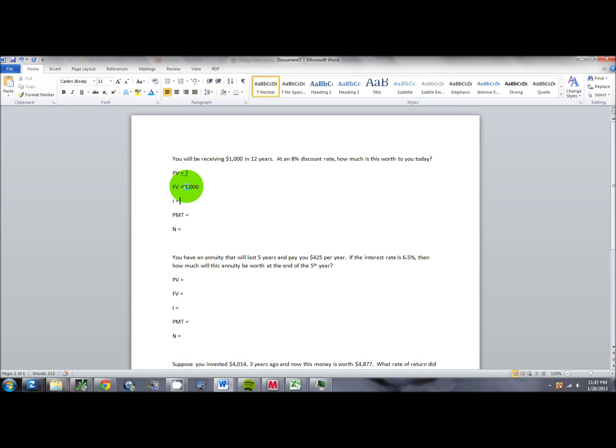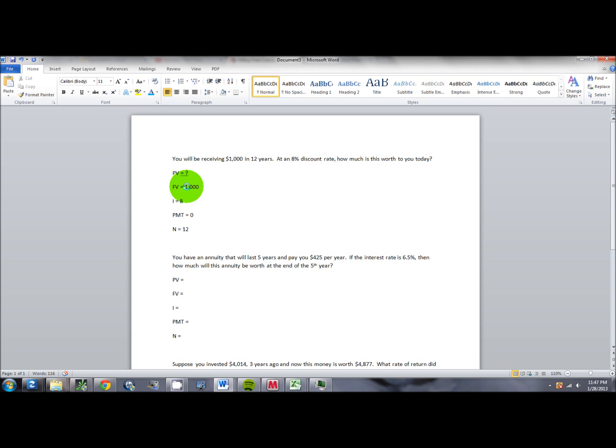This one's pretty straightforward. We've got our inputs: $1,000. This is going to be 8, and remember that it has to be a percent, not a decimal. There is no payment, so I'm going to enter that as 0, and then N is 12. Now I'm going to work this out along with you all. Remember, you want to press the number and then the button. So 1,000, future value. Your calculator should say future value is equal to 1,000. 8 I, 0 payment, 12 N. You can move right from one to the next.